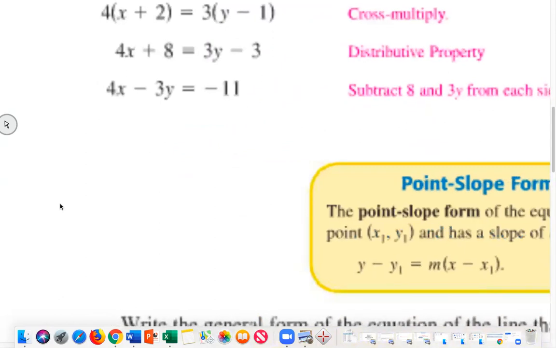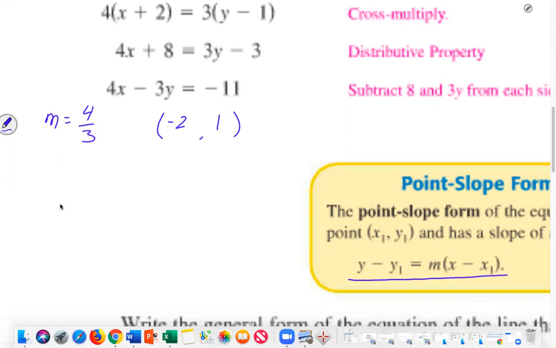So my slope that they gave to me was 4/3, right? And what was the point they gave me? -2, 1. So here it is. This is your point slope form. That's your point slope form.